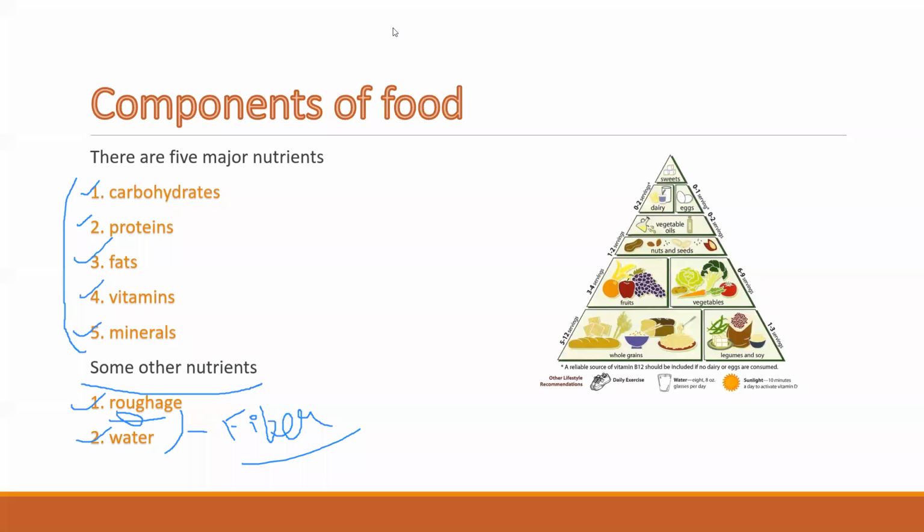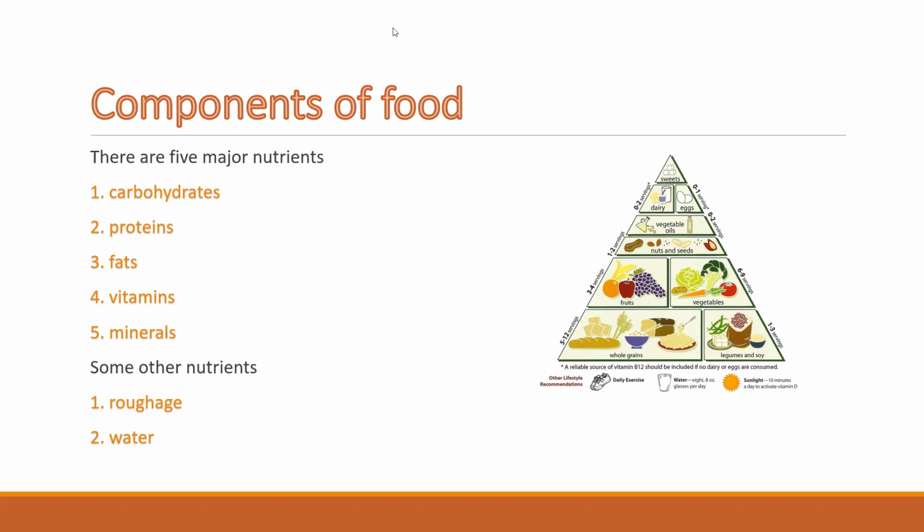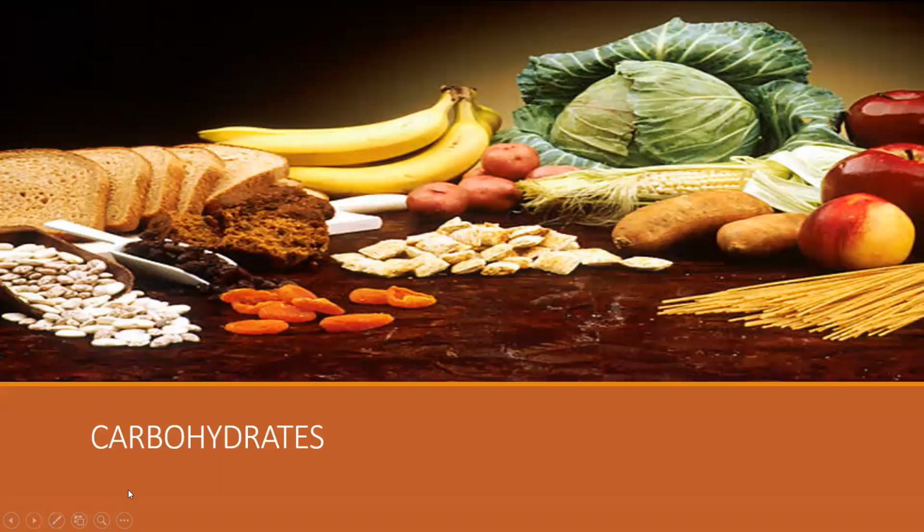So you might have heard about these nutrients, and these are the nutrients that are found in food. Your mother might be saying that you should eat an apple, and you should eat pulses. They all have these nutrients, and these are very important for our health.